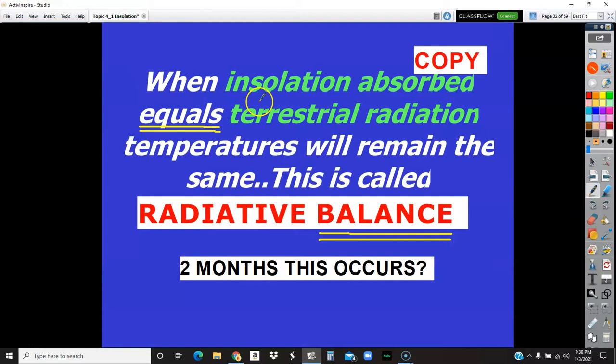Now, it says when insolation absorbed, that means the sunlight coming in from the sun to the ground, equals, there's the key, equals the terrestrial radiation. That means the energy coming back out of the ground. We are in what's called a radiative balance, right? We're in a balance. We're in equilibrium. Again, radiation just means energy. We're in an energy balance.